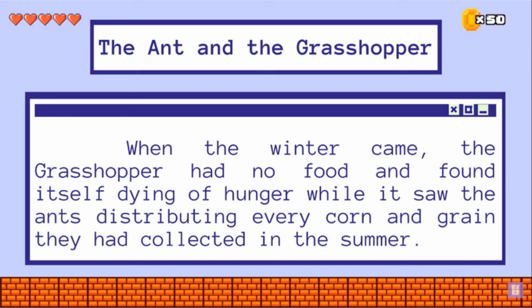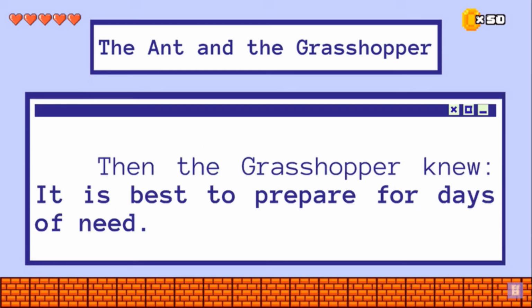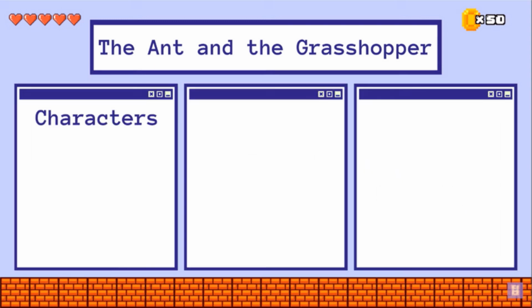When the winter came, the grasshopper had no food and found itself dying of hunger while it saw the ants distributing every corn and grain they had collected in the summer. Then the grasshopper knew it is best to prepare for days of need.